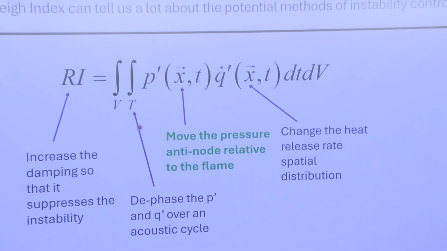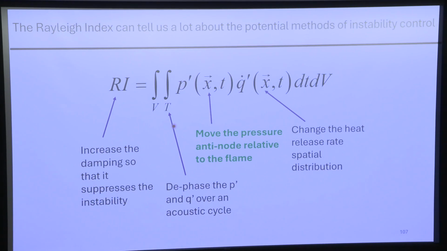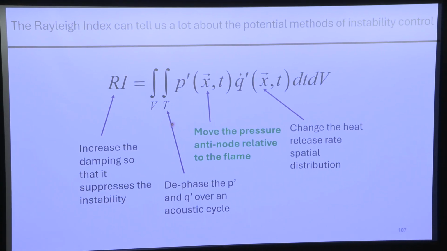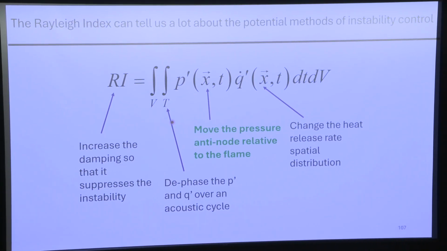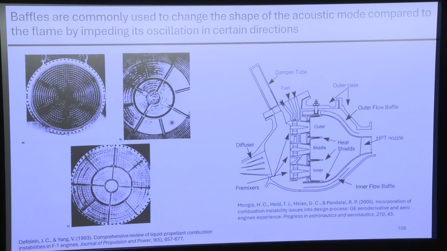The next option is just change the acoustic mode, right? Move the pressure antinode relative to the flame and see if you can just break up the acoustics relative to the heat release rate source. The most common way of doing this is baffles. We've seen baffles before, right? We saw the F1. And so this is how baffles were implemented in rockets. We saw this picture before.